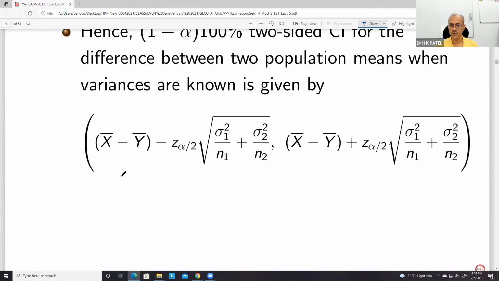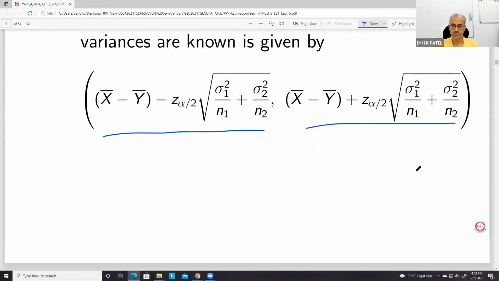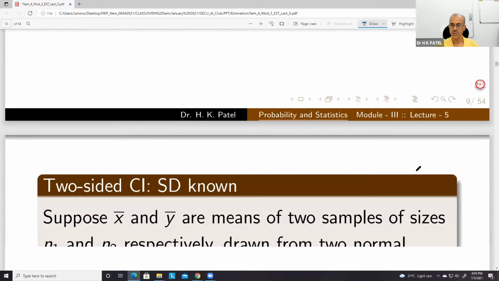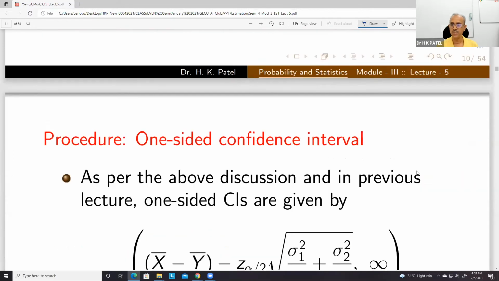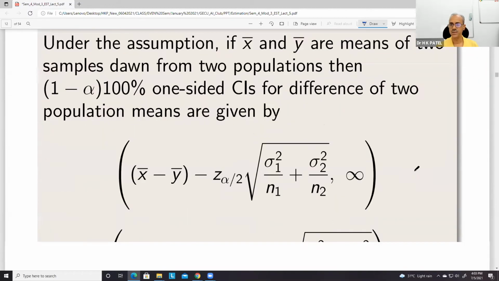So this is our confidence interval. This is the left and this is the right value. All these things are there. I should not go into the details. Same things. So let us see this problem.